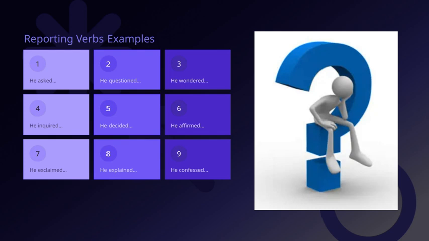Next, he questioned, and he inquired are both ways of asking questions, but questioned can sometimes sound more confrontational, while inquired is a bit more formal or polite. Lastly, he asked is the most straightforward way to report a question. Overall, these reporting verbs help us convey different shades of meaning when telling someone else's words, making our communication richer and more precise. They are essential tools in both writing and speech, especially in reporting or storytelling contexts.